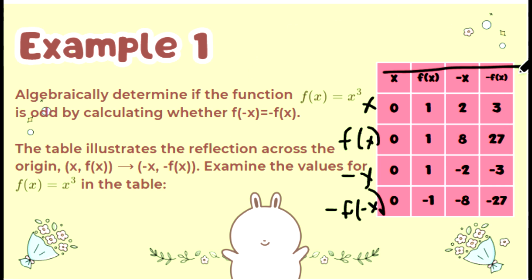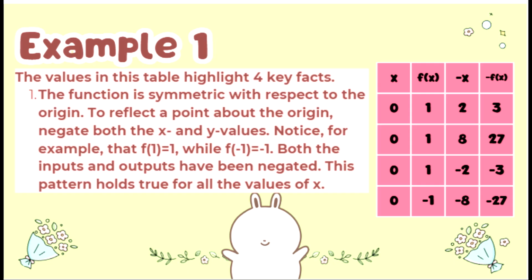We did all of this in our origin lesson, so if this isn't making sense, go do a refresher on reflection about the origin. The values in this table highlight 4 key facts. First, the function is symmetric with respect to the origin. To reflect a point about the origin, negate both the x and y values.